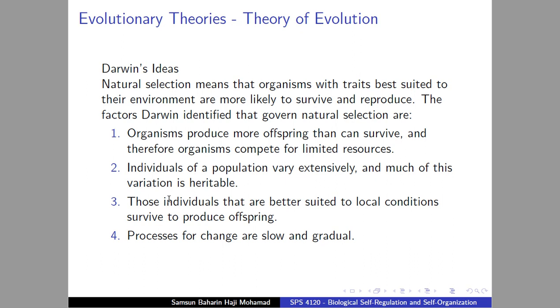Those individuals that are better suited to local conditions survive to produce other offspring. So the local condition. So kalau kita pergi ke dalam hutan, kalau kita compete dengan Tarzan, Tarzan akan hidup lebih lama daripada kita. The process of change is slow and gradual. Itu bergantung pada our lifetime span.